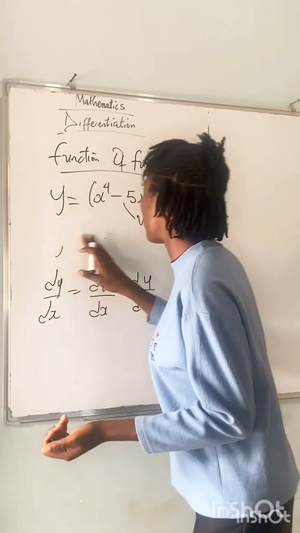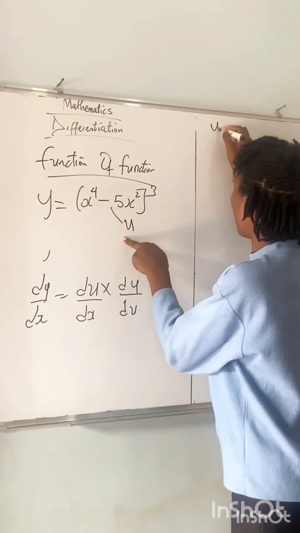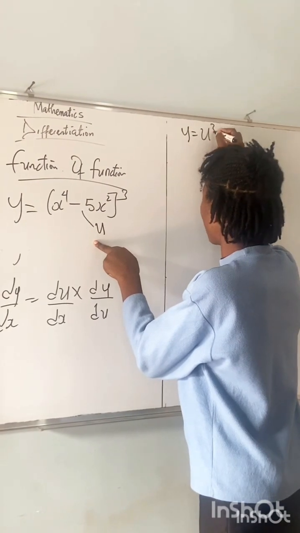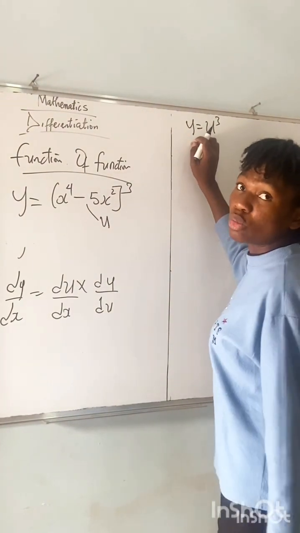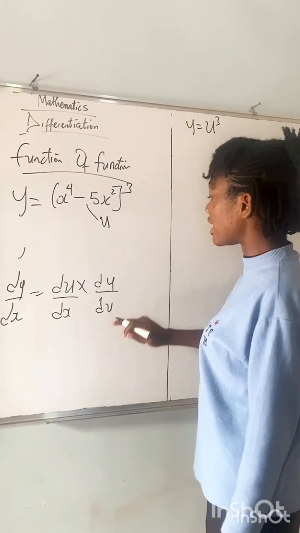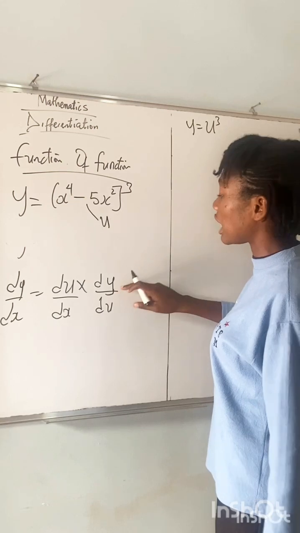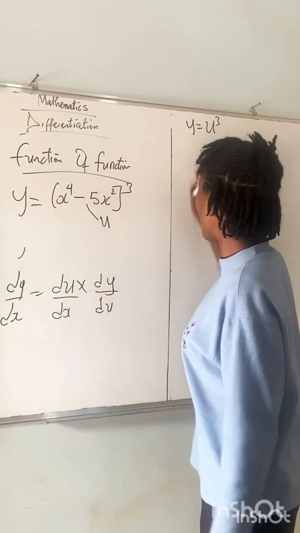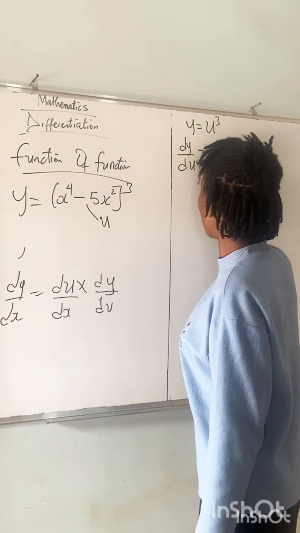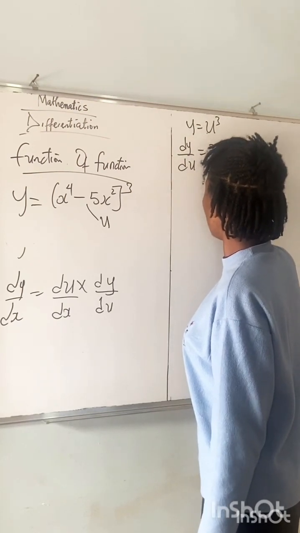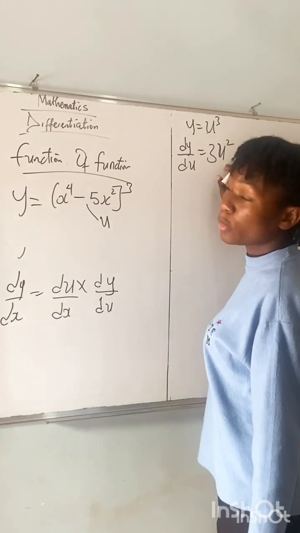Now let's solve quickly. Since I said this is our u, we can say that our y is equal to u raised to power 3. The first thing we're going to do is differentiate our y with respect to u. That's why we are saying dy du. dy du means we are differentiating our y with respect to u, which will give us 3u squared. We have done this.